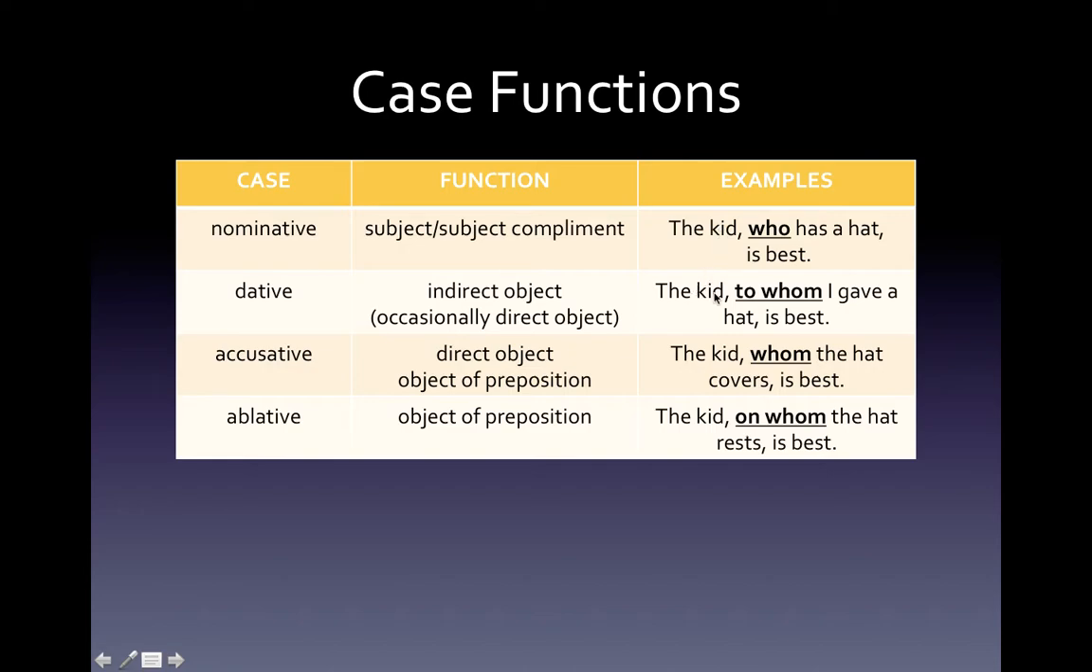All right, now we're going to switch it up a bit and make it the indirect object. So, the kid to whom I gave a hat is best. Notice here that I is the subject, gave is the verb, hat is the direct object, to whom is the indirect object. Now as a direct object, use the kid whom the hat covers is best. Whom the hat covers is our relative clause. The hat is the subject, covers is the verb, whom is what's being covered.